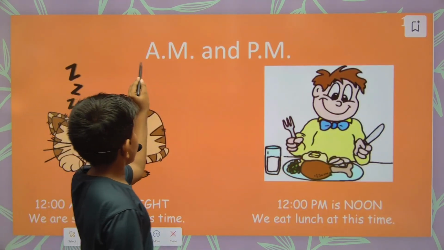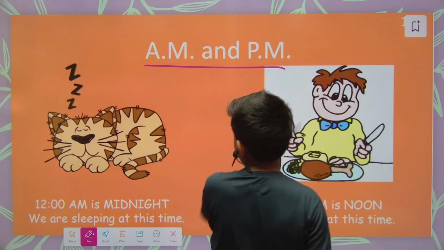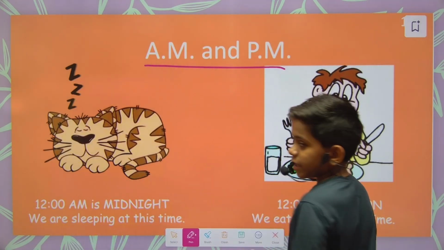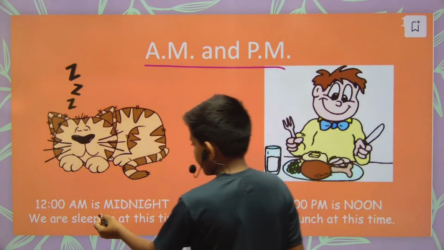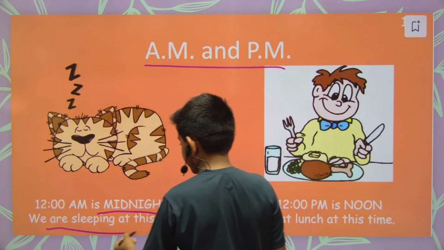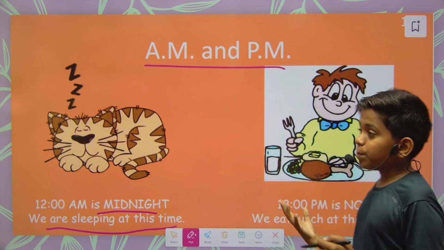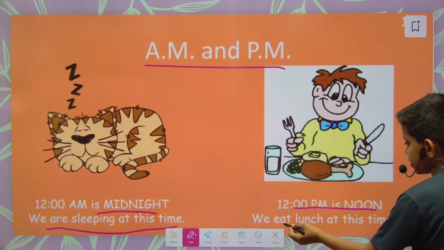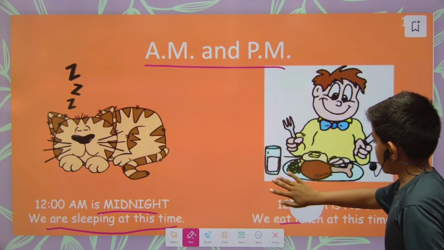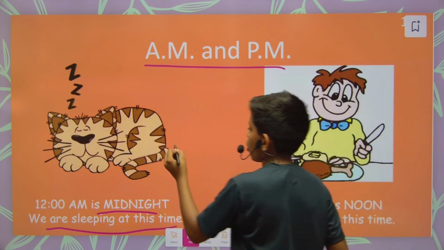Next we have AM and PM. What is AM and PM? Let's see. 12 a.m. is midnight. We are sleeping at this time. When there is 12 a.m. on the clock, it is midnight. 12 p.m. is noon; we eat lunch at this time.